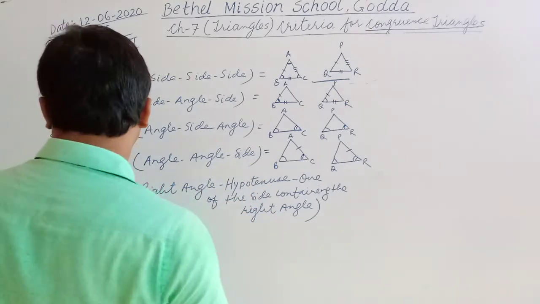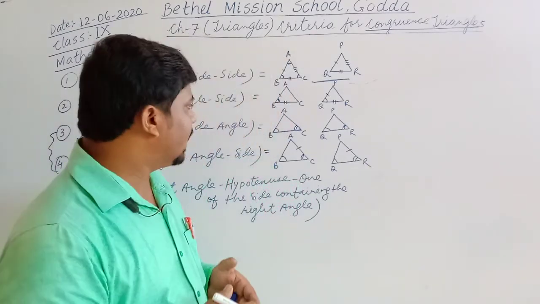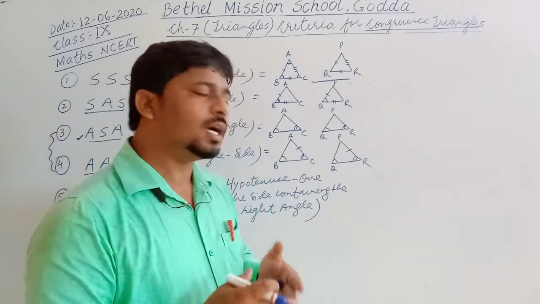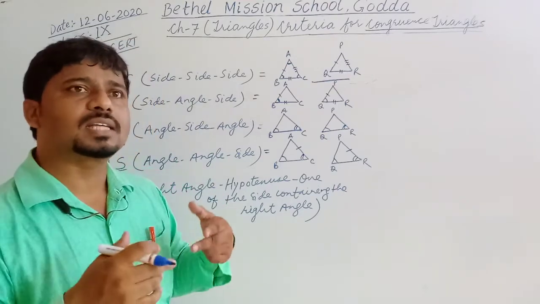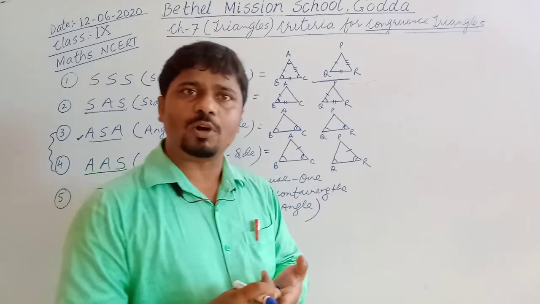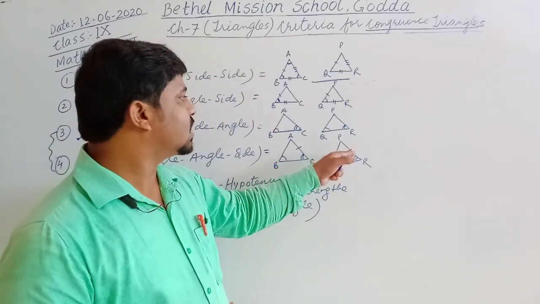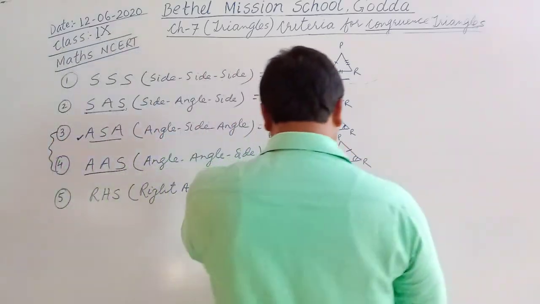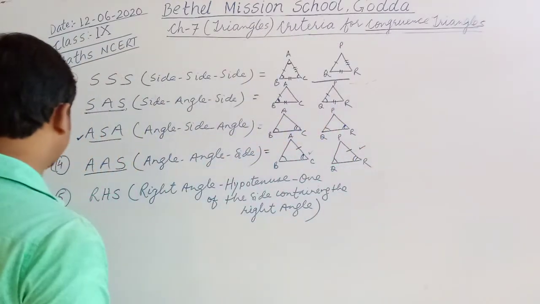So what will be this property? Means if two angles and the side other than the included side of one triangle are correspondingly equal to two angles and the corresponding side of another triangle, then the two triangles are congruent. So here these two triangles are congruent.